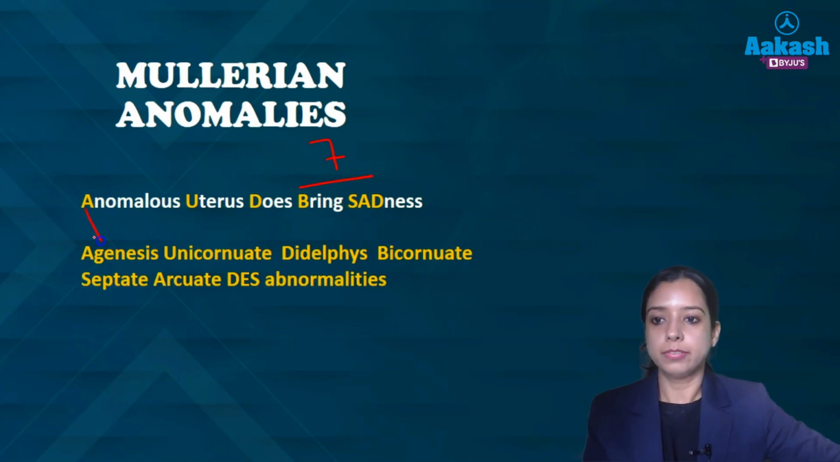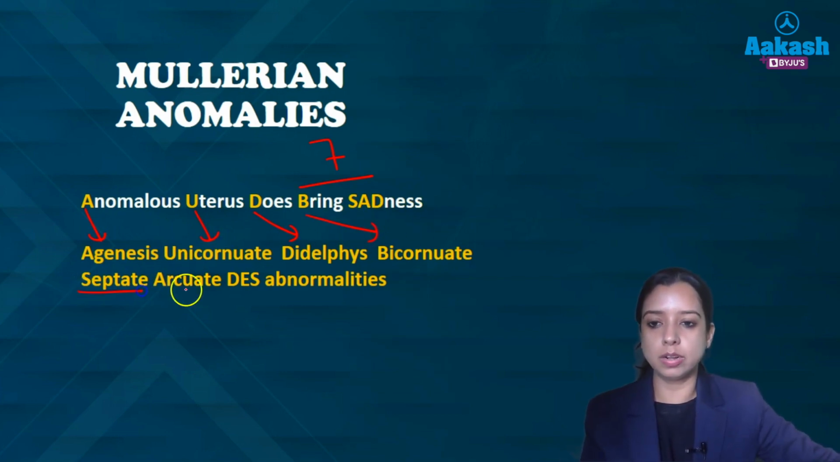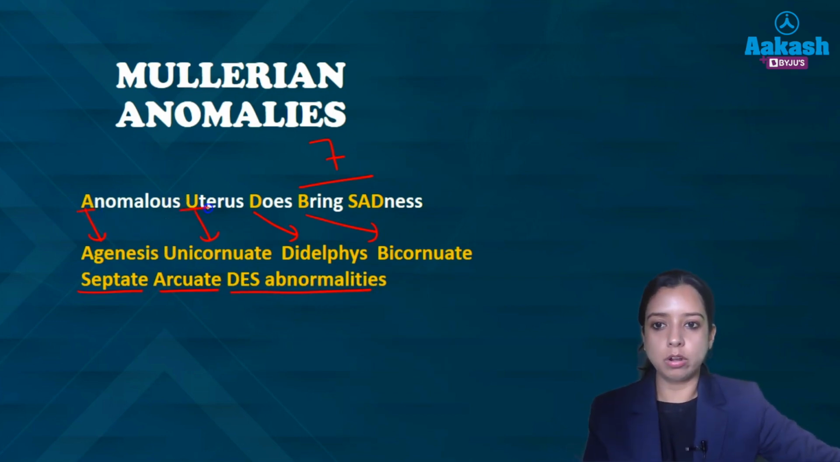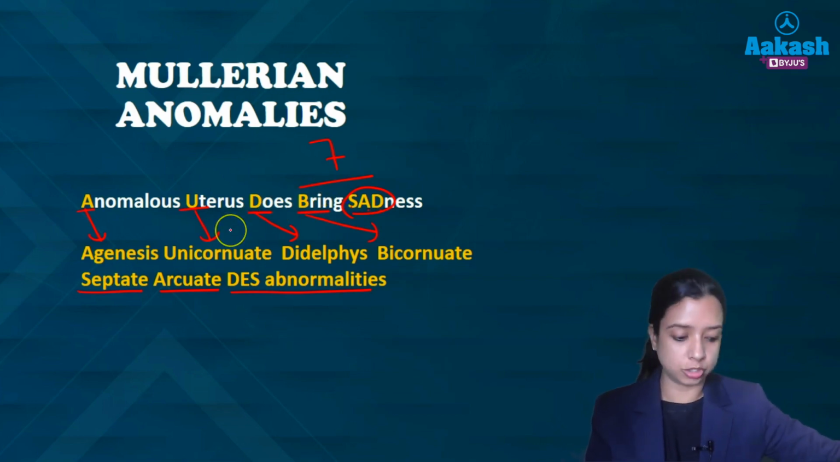First is agenesis of the Mullerian tract, which involves MRKH also. U says unicornuate uterus, D says uterus didelphys, B says bicornuate uterus. With sadness, remember septate uterus, arcuate uterus and DES abnormalities. Okay. Agenesis, unicornuate uterus, didelphys uterus, bicornuate uterus and septate, arcuate and DES related abnormalities. These are the 7 classes.